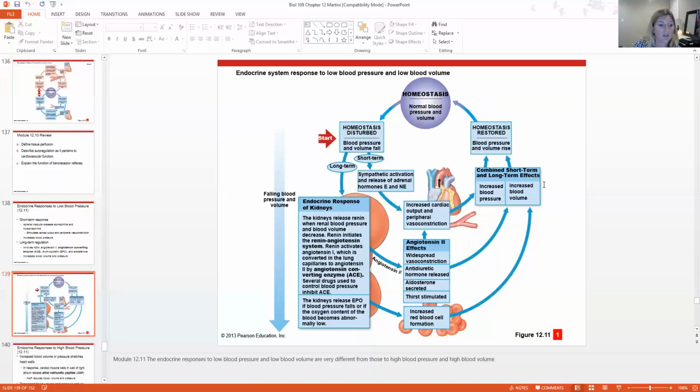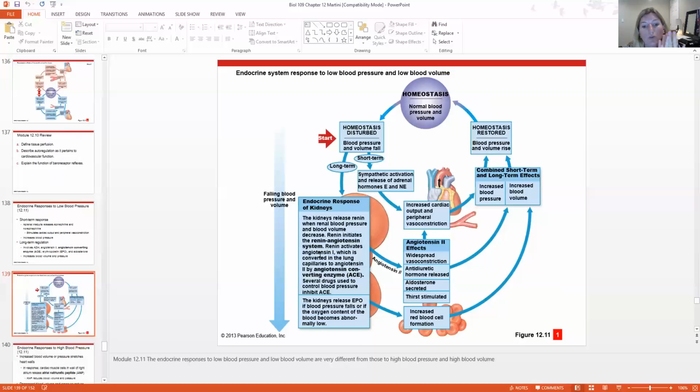So let's take a look at how these things work. You have a fall in blood pressure. Something happened. A quick short-term fix would be the release of epinephrine and norepinephrine to increase output and constrict those blood vessels, which is going to increase blood pressure and get you back to normal. It might not work though. So a better long-term response would be to send in some endocrine hormones to the kidneys. The endocrine response is for the kidneys to release something called renin.